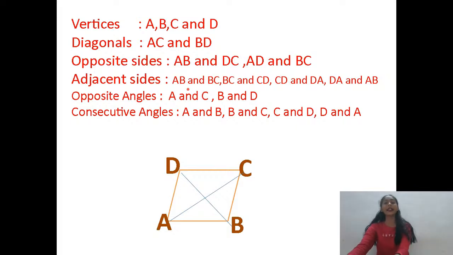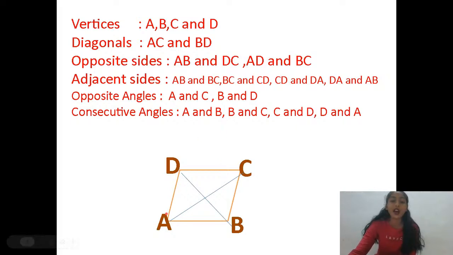What are adjacent angles? Nearby angles are called adjacent angles. For example, AB and BC, BC and CD, CD and DA, and DA and AB are adjacent angles. Adjacent sides, that is side by side sides.